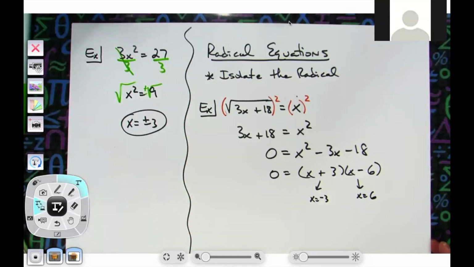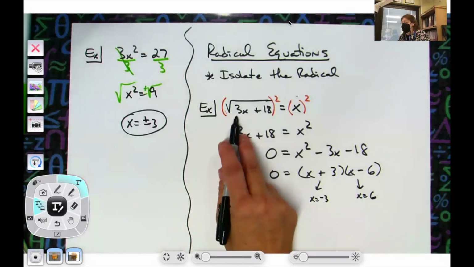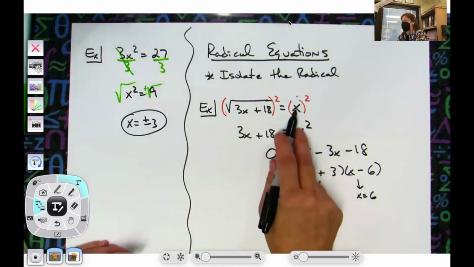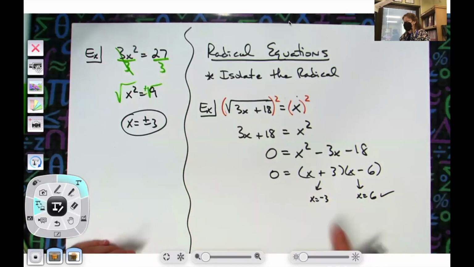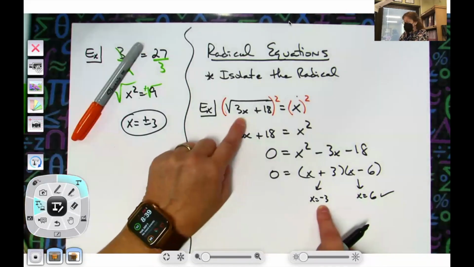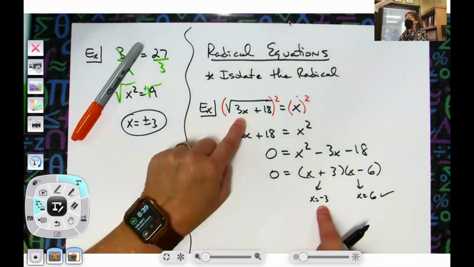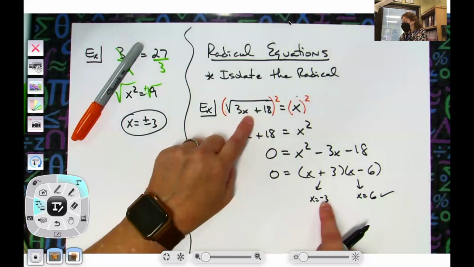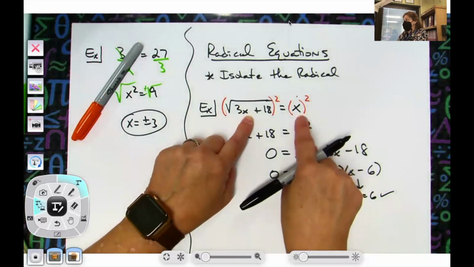However, look what's going to happen. Let's plug the 6 back in. 6 times 3 is 18. 18 plus 18 is 36. Square root of 36 is 6. Well, if x is 6 and I plug it in over here, it equals, right? So this one checks. Let's plug in a negative 3. Negative 3 times 3 is going to be negative 9. 9 plus 18 is 27. Did I do that right? 9 plus 18 is 27. Is the square root of 27 equal to negative 3? No.